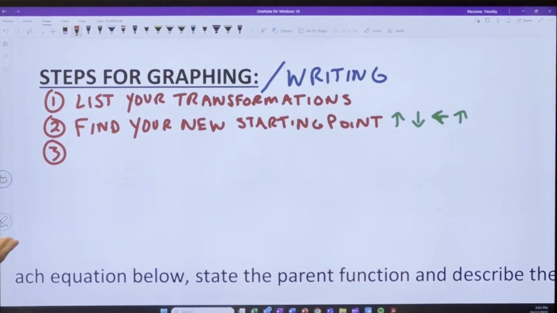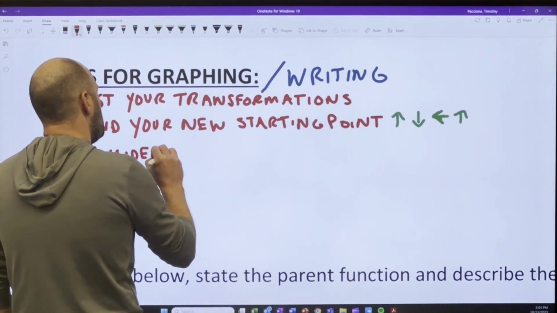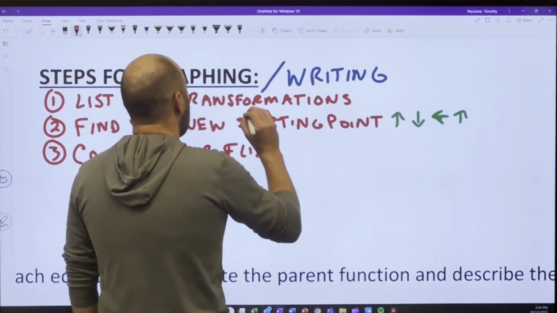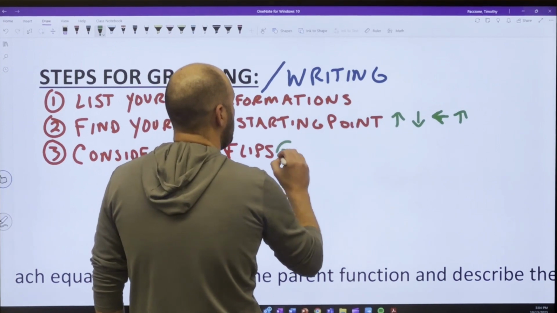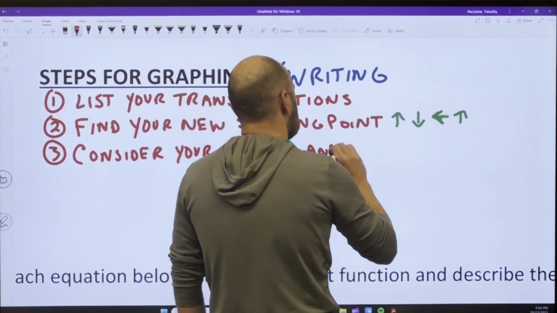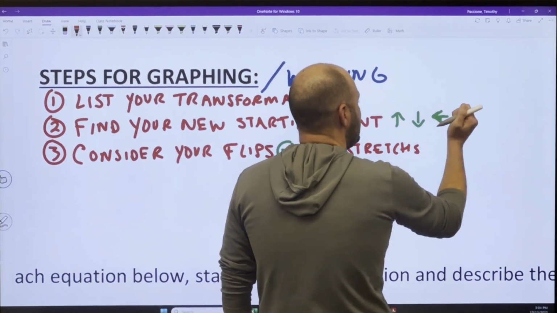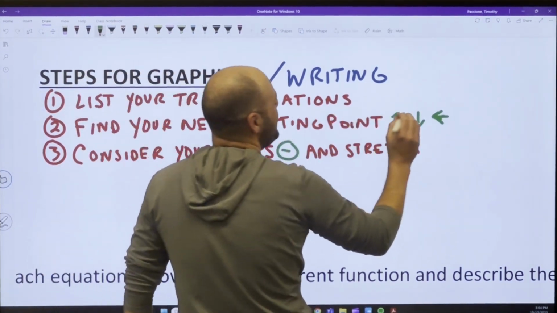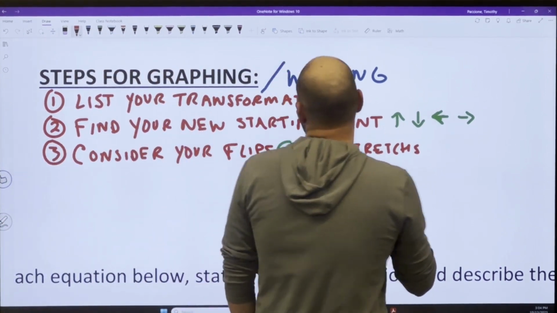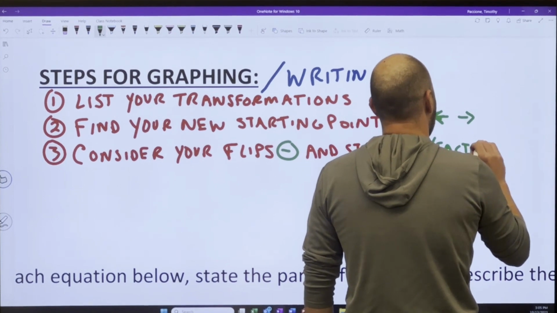We also need to consider your flips, which would be any negatives that we find in there, right? And your stretches. Okay, so our stretches would be our factor that's out front, right?